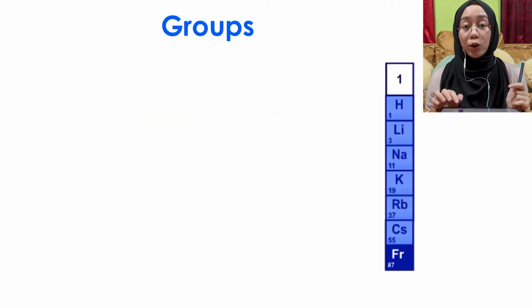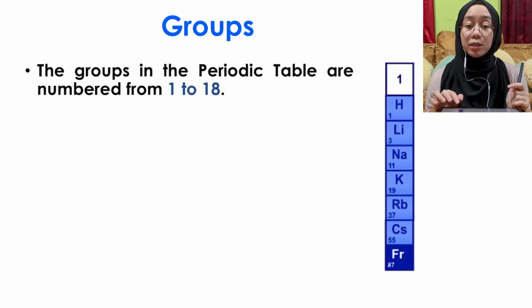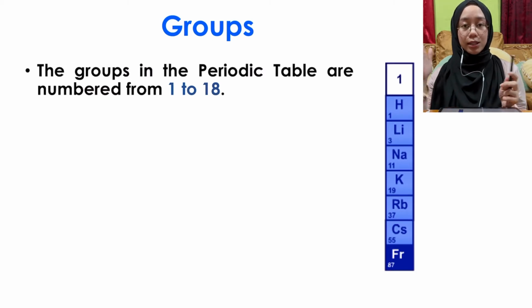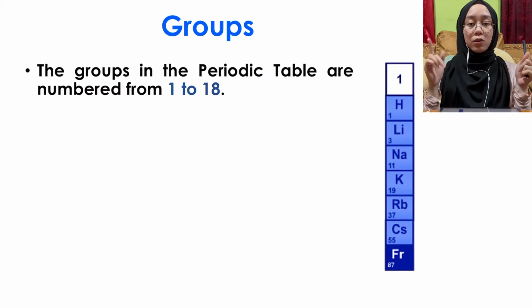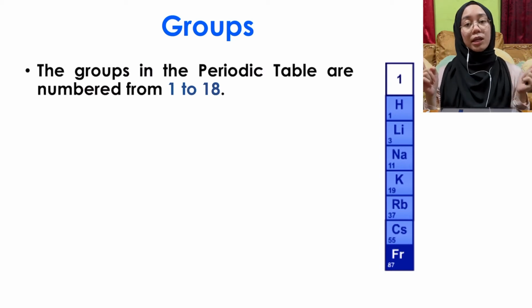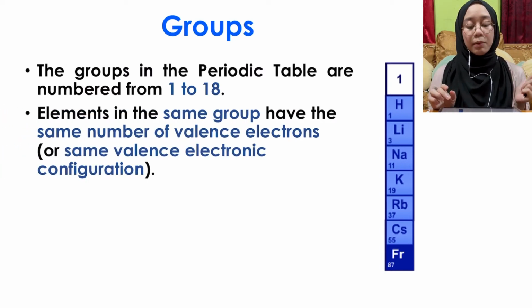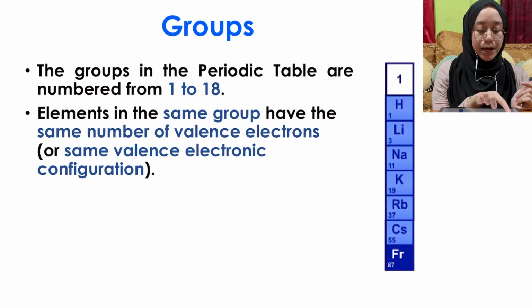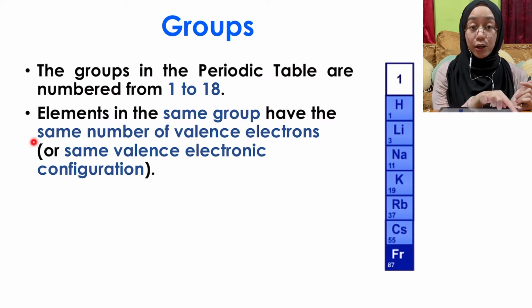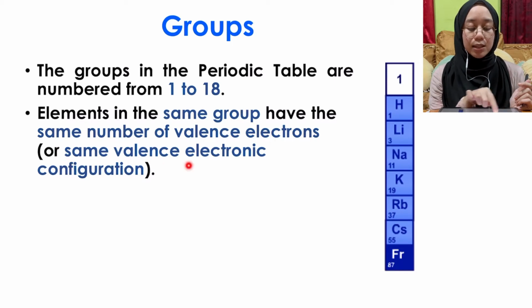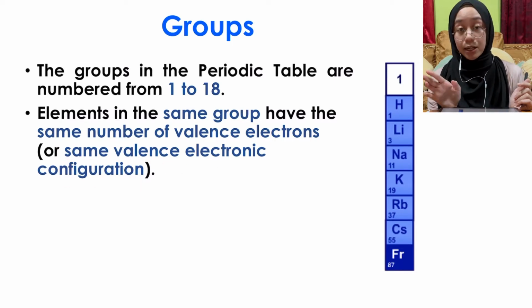Okay, so we will look at what a group is first. The groups in the periodic table are numbered from 1 to 18, from the leftmost to the right. So the leftmost is number 1, and the last one is number 18. Elements in the same group have the same number of valence electrons. Okay, remember that. If they are in the same group, they have the same valence electrons, and they also generally have the same valence electronic configuration.